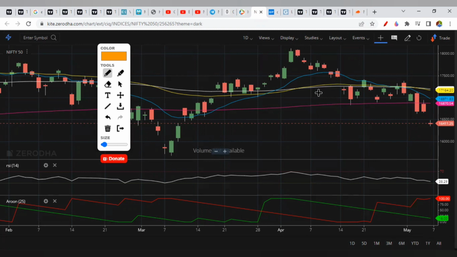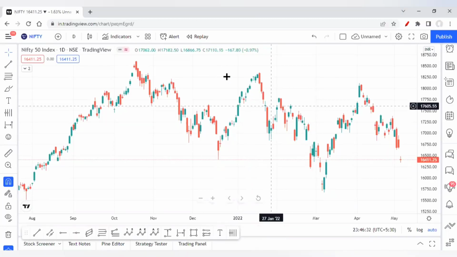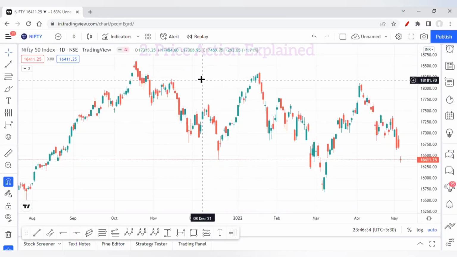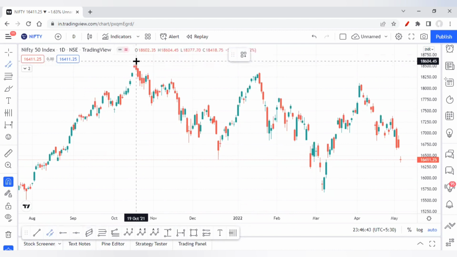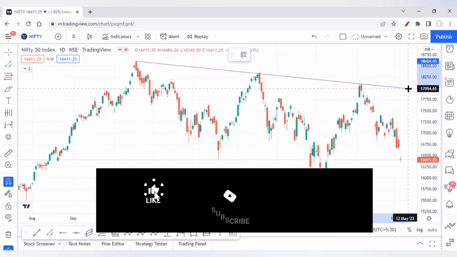So moving further, the next part we are going to check is based on price action. Let's check what is going to happen in the price action. On the screen, you see Nifty's daily chart. On TradingView, I have opened this chart. We have discussed this many times that Nifty was trading in a channel and it has broken once.